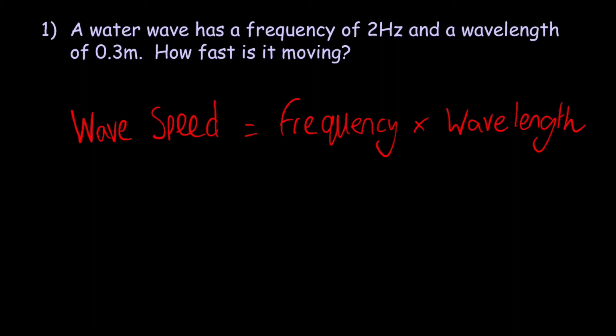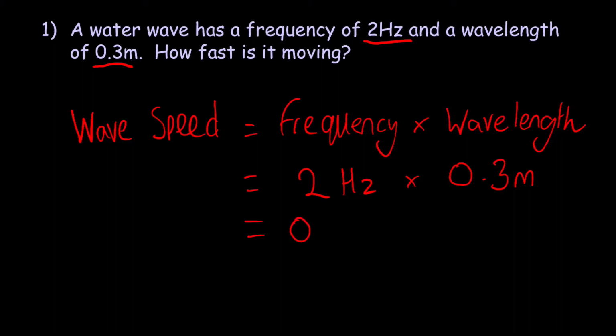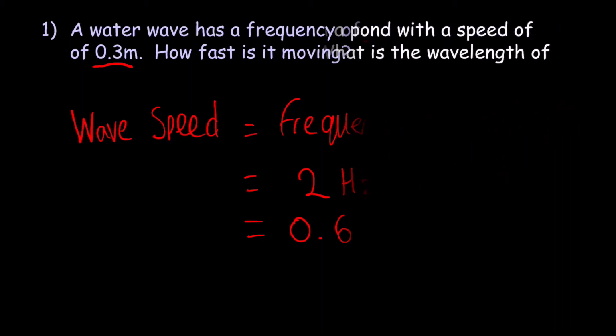So using the information from the question, we've got a frequency there of 2 hertz and a wavelength of 0.3 meters. We can put the numbers into our equation and times them together. So 2 hertz times 0.3 meters. And we tap those numbers into our calculator and we get an answer of 0.6. And we have to then remember the unit for wave speed, which is meters per second.